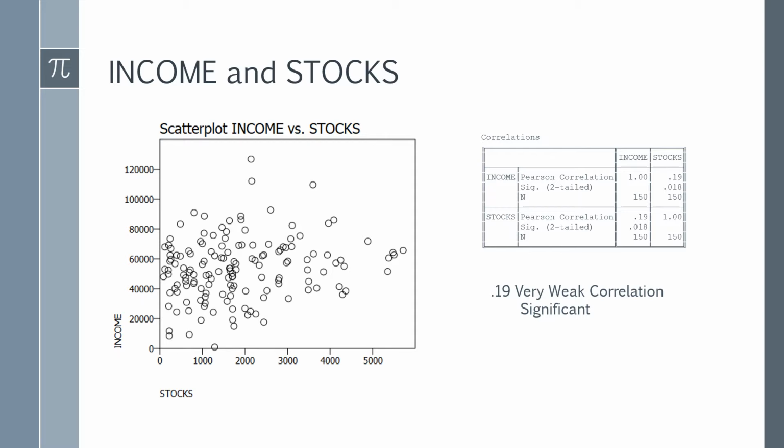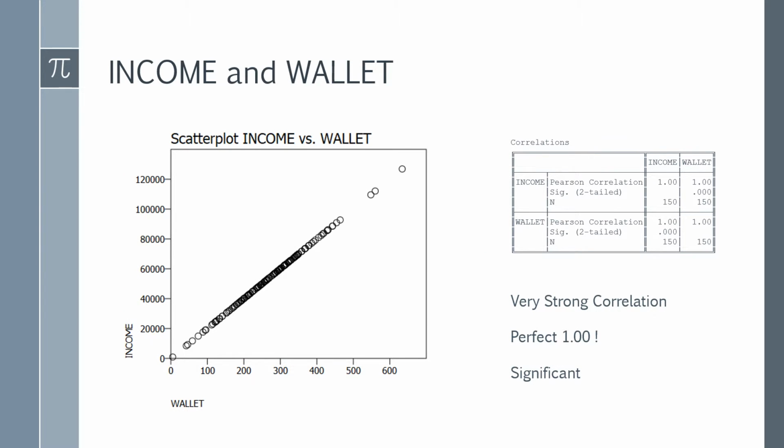When we analyze the relation between income and stocks, we found a 0.19 correlation. This is a very weak correlation, but still significant. When we analyze the variables income and wallet, we found a perfect, very strong correlation of 1.00 and also is significant.